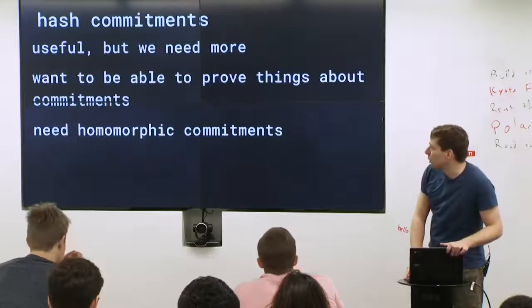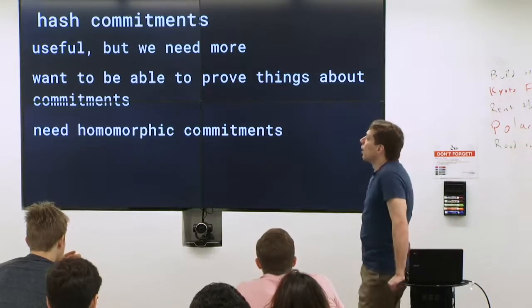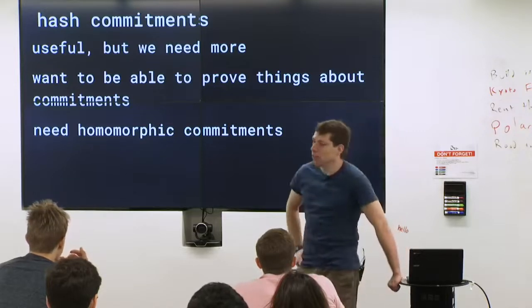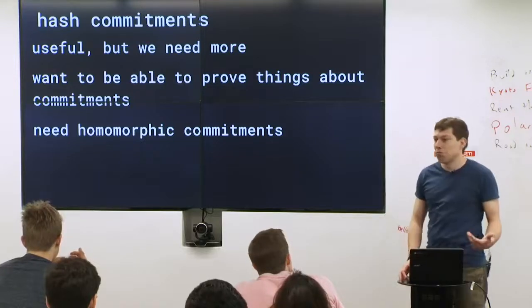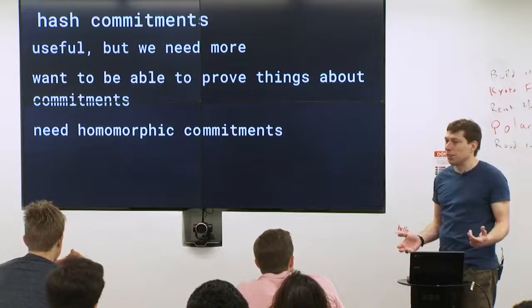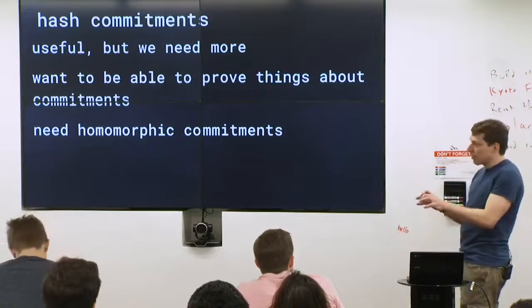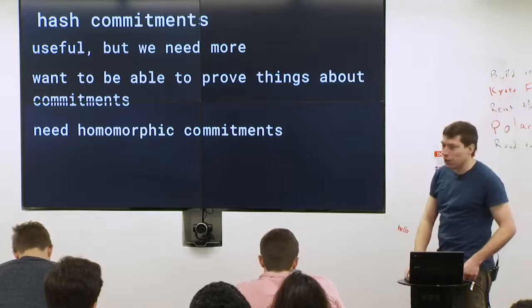Okay, so what else do we want to do? Like you were saying, we need more. We want to be able to prove things about the commitments. So we need some kind of homomorphic commitments. And we've seen the homomorphic properties of these elliptic curve points, which are really nice, right? Where you can add private keys or add scalars, and that's the same as adding these points on a curve. So let's try that.